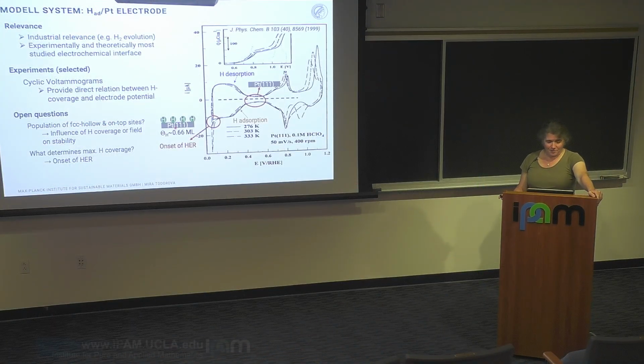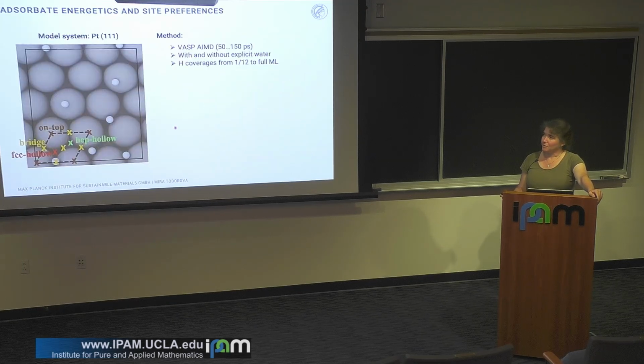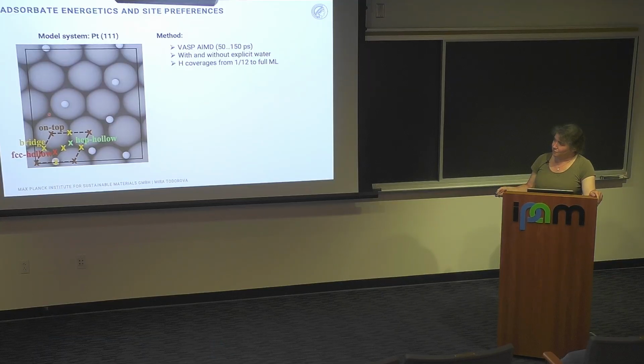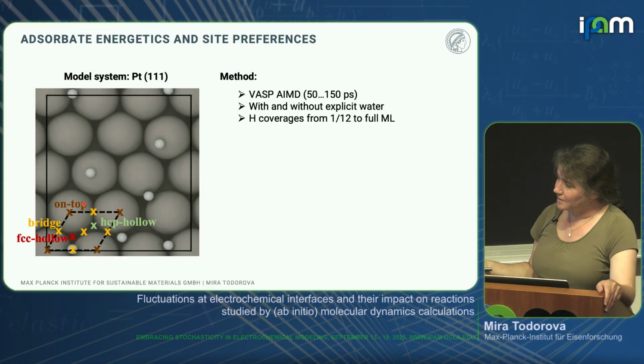And so we wanted to understand a little bit better the interactions that are going on. So we looked at hydrogen adsorption on the platinum surface. And here you can see a top view of our computational cell, and what the unit cell would look like with the various high symmetry adsorption sites that you would have: two hollow sites, a bridge site, and also a top site.